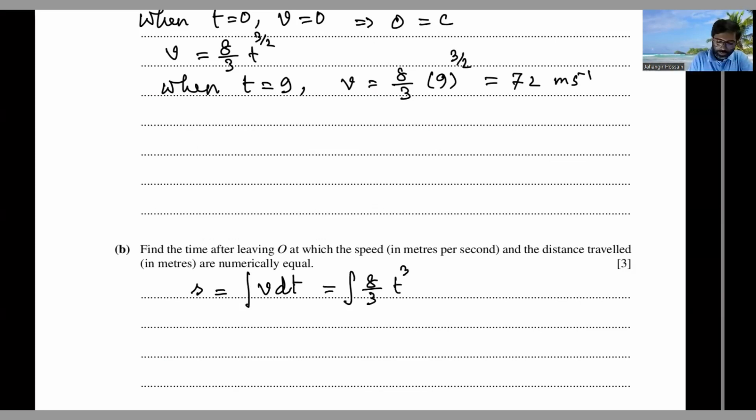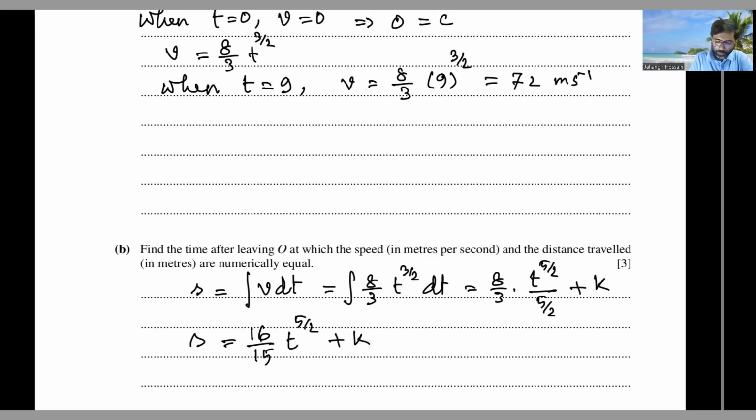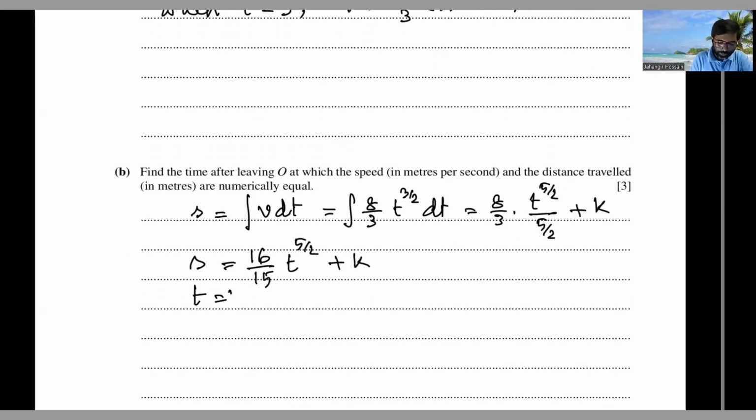So we integrate this one. We have 8 by 3 times t to the power 5 by 2 divided by 5 by 2, plus k. So S is 16 by 15 t to the power 5 by 2 plus k. Now remember, at t equals 0, S is 0, so we have 0 equal to k. Now S is 16 by 15 t to the power 5 by 2.